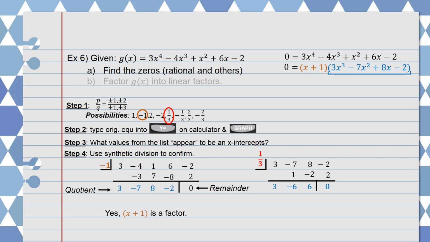So we've done the division and now we analyze it. Is 1/3 a zero? Yes, since the remainder is a 0, that means that x minus 1/3 is a factor. So again, that means we have 0 equals x plus 1 from our first synthetic division, and we just found x minus 1/3 is also a factor. But what are we left with now? Well, we're left with the coefficients of our quotient, 3, -6, and 6, which means we're left with 3x squared minus 6x plus 6.